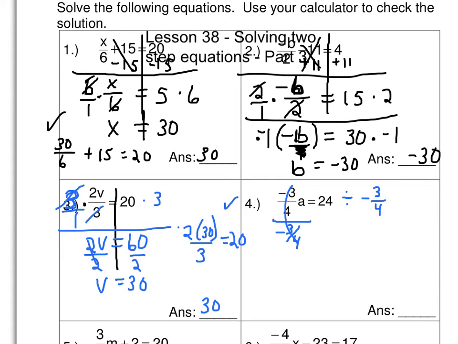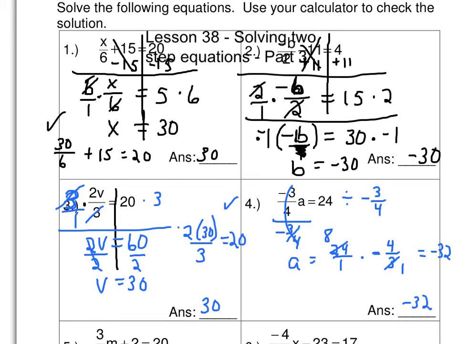So this cancels, goes away, it becomes 1, and then I have to divide here. So whenever I divide, I'm going to multiply by the reciprocal. So I put 24 over 1 times a negative 4/3. Or you can also look at it 4 over negative 3. Then I can cross reduce, and I would get an 8 here. And then 8 times a negative 4 would be negative 32. And that would be my answer.